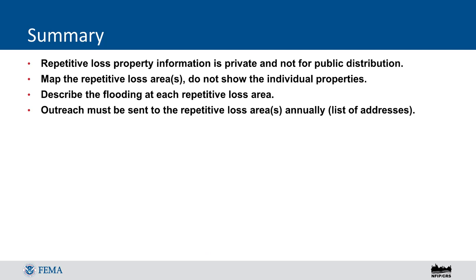In summary, FEMA's repetitive loss information for your community is protected by the Privacy Act and not for public distribution. You do need to map your repetitive loss areas, and when doing so, ensure that you do not show any of the individual properties. You must provide a description of the cause of flooding in each repetitive loss area, and outreach must be conducted to those areas annually, and you must provide us with a list of addresses.